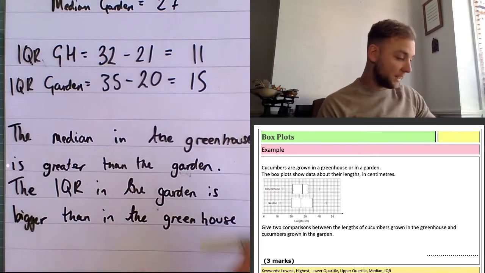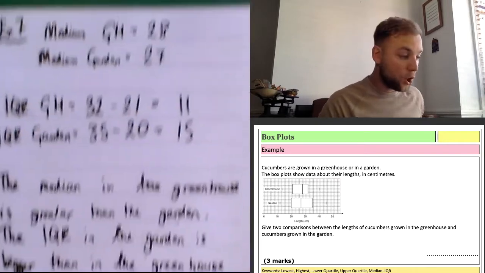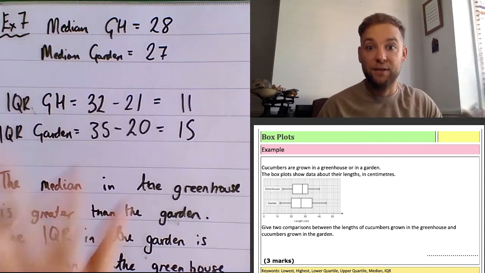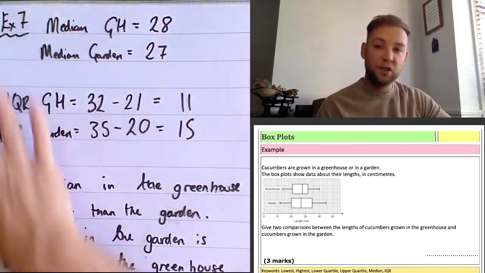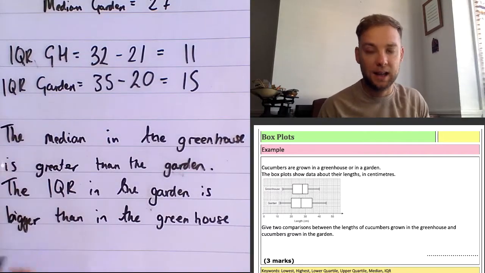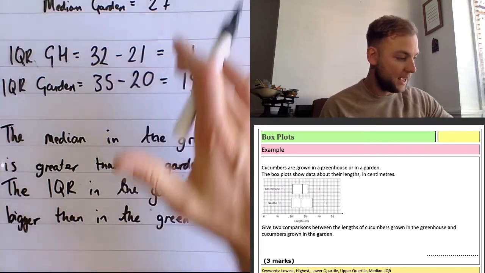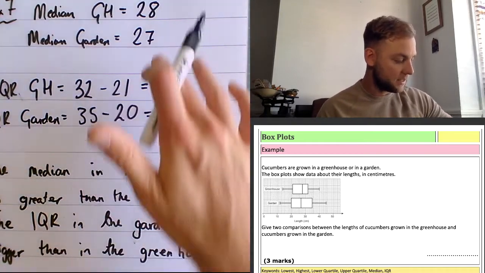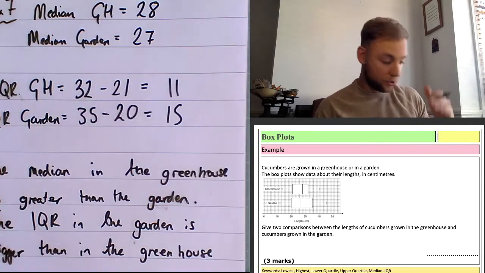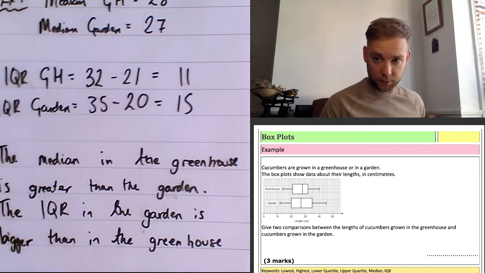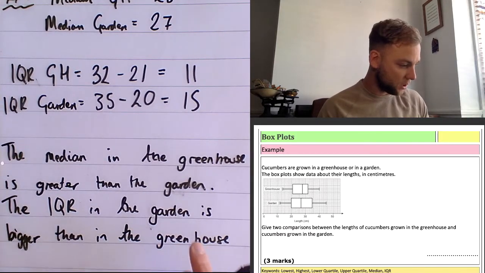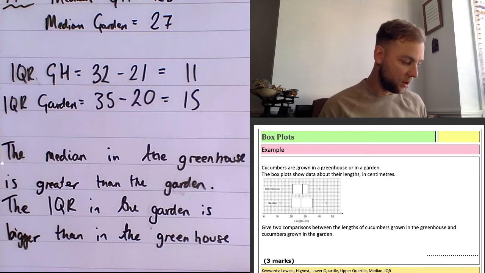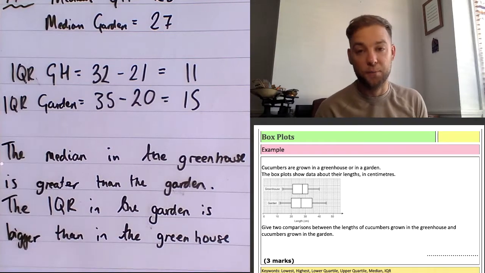Now, the only reason I can just state it like that is because I've got all these numbers up here and they're very, very clear. If you didn't have these numbers like this, you would need to put them in here. So the median in the greenhouse is 28. The median in the garden is 27. So the median in the greenhouse is bigger than the garden. The interquartile range in the garden is 15. The interquartile range in the greenhouse is 11. So the interquartile range in the garden is bigger than the greenhouse. So that's that question done.